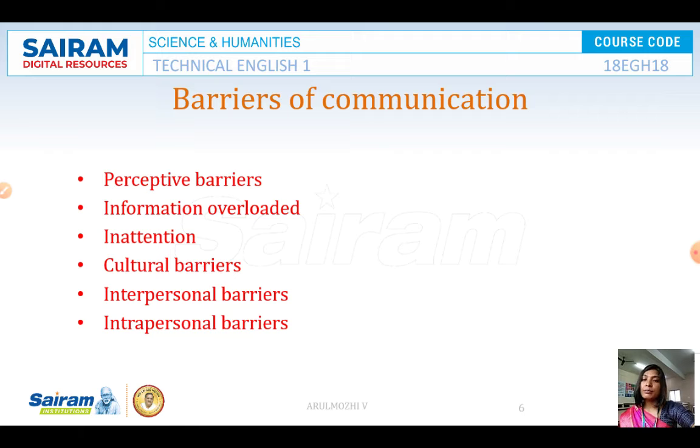Next one is the perspective barrier. What is this perspective barrier? When both the speaker and the receiver have different opinions, it disturbs their communication. The communication is not effective, because when the speaker says something, the receiver is thinking of something else. So here, obviously the communication is not effective. Information overload. When information is overloaded, again the receiver is not in a position to receive whatever is aimed at. So information overload is again considered a barrier of communication.